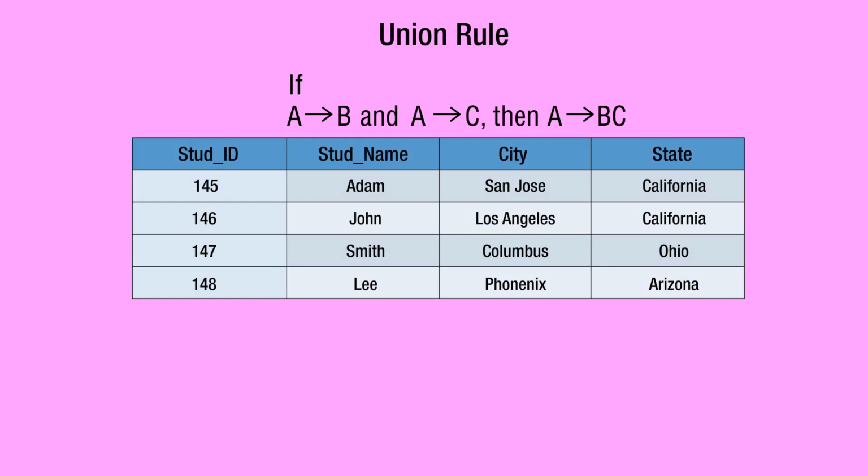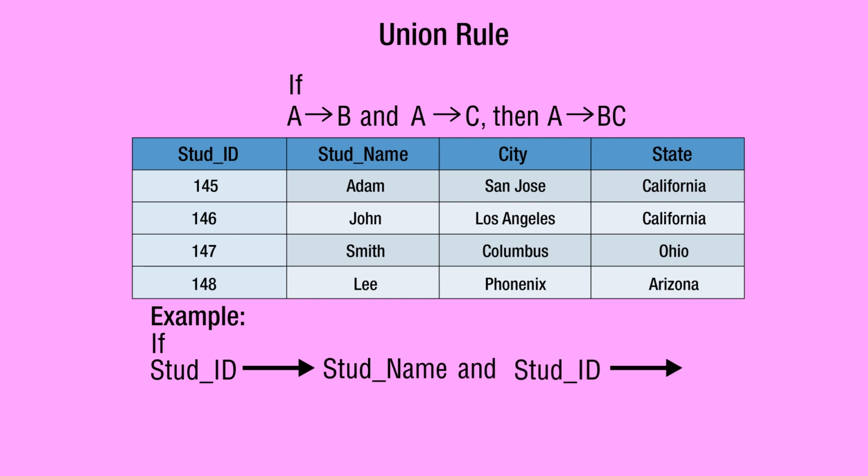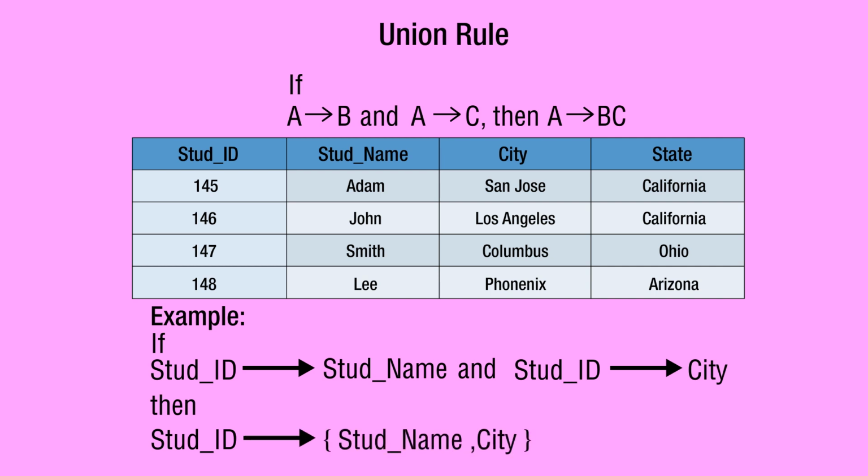Now we will look at the union rule. The union rule says if A determines B and A determines C, then together we can say that A determines BC. Consider the same example of the student table. If student name is determined by student ID and city is determined by student ID, then together we can say that student ID determines both student name and city.